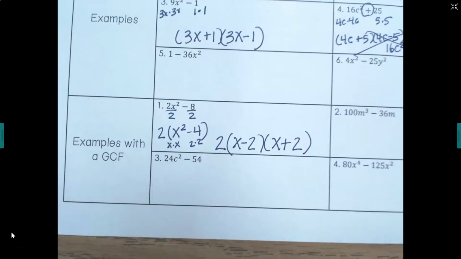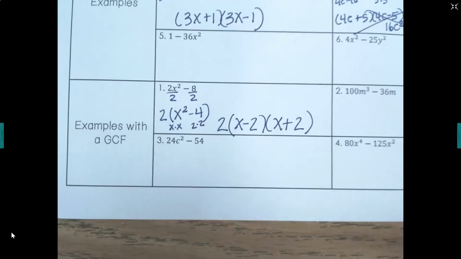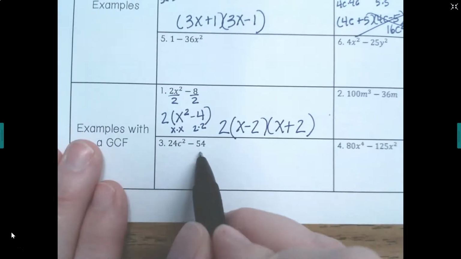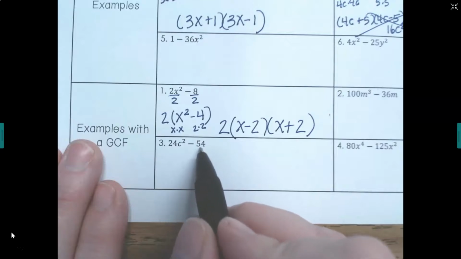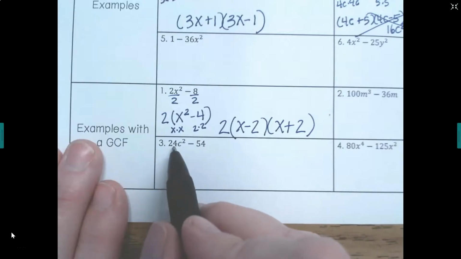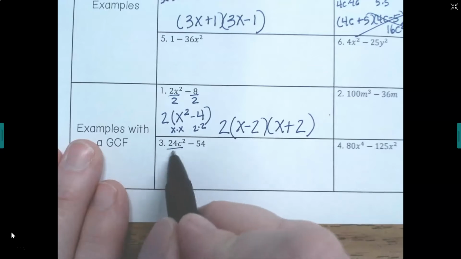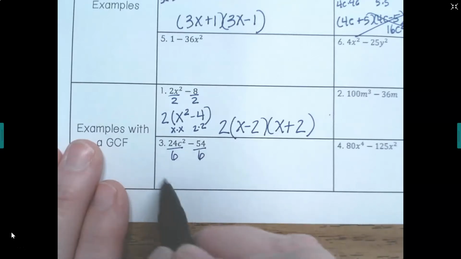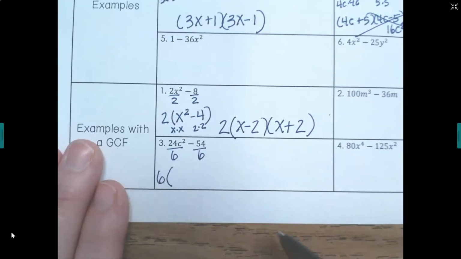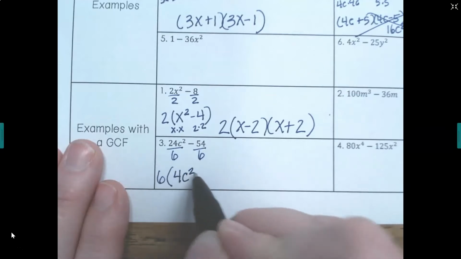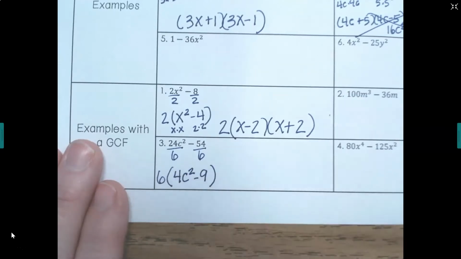All right, let's try another one of those. Let's look right below it, number 3. Looking for GCF, greatest common number that they have in common. So they're both even, but that would make that a 27 and this a 12 if I divided it by 2, and they both still share a 3 in common. So I went bigger and I went with 6. So when I take the GCF out, I'm left with 4c squared minus 9.